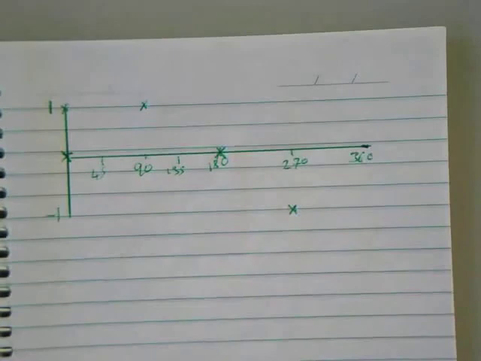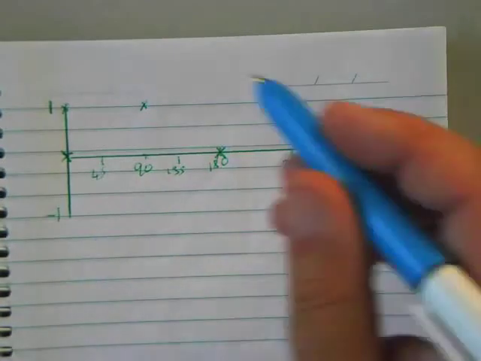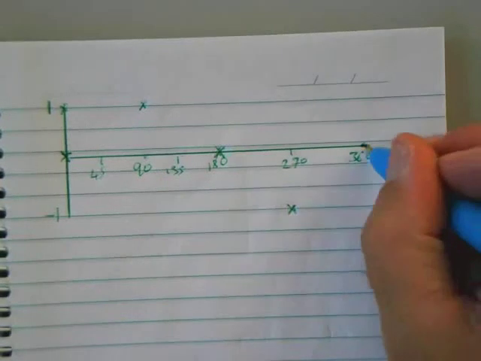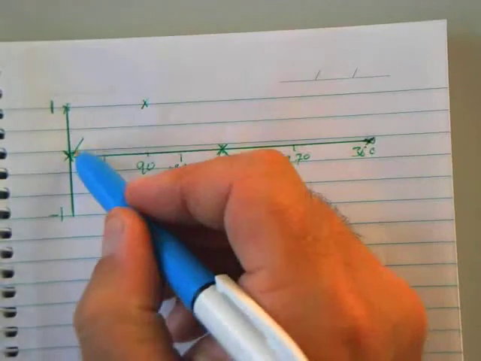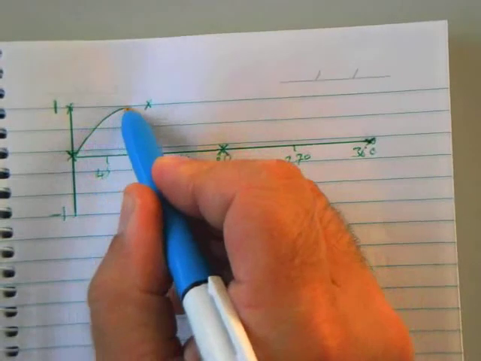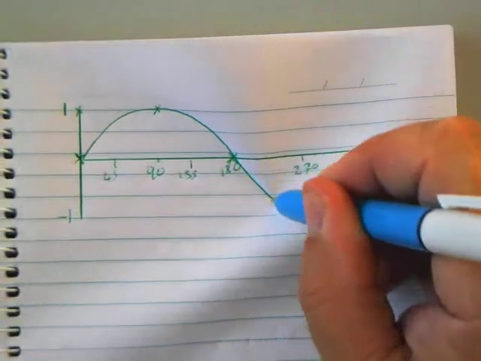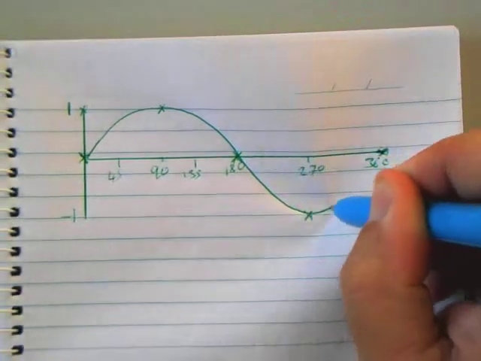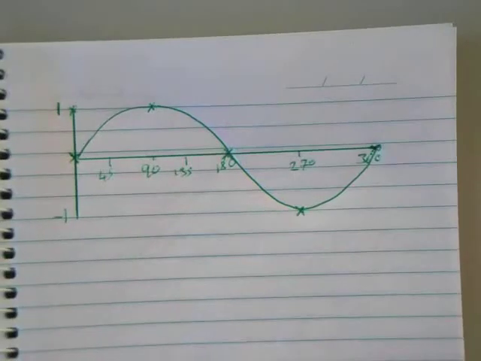Okay? And then as I go round and keep going round to 360, I'm going to end up coming back up again to 0. So what I'm going to get is a graph which looks a little bit like this. I'm going to take some time to draw this carefully, if you don't mind. And that's called a sine curve. And that's what it looks like.